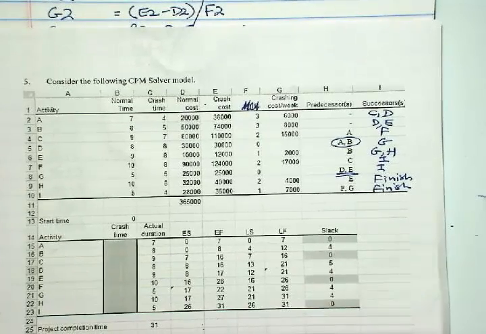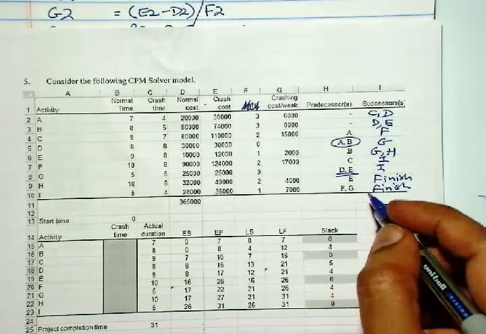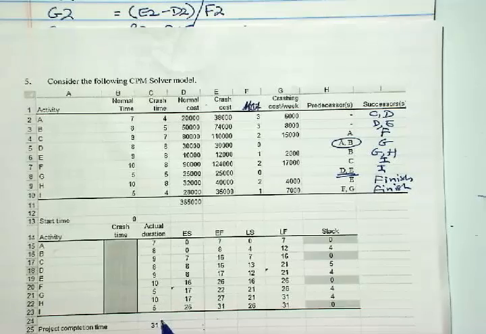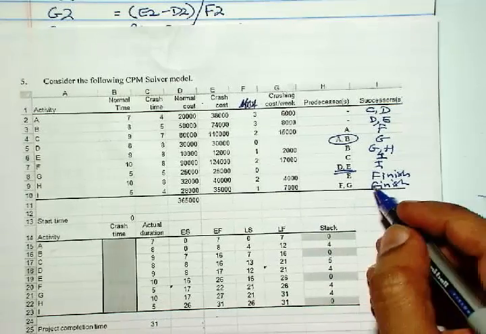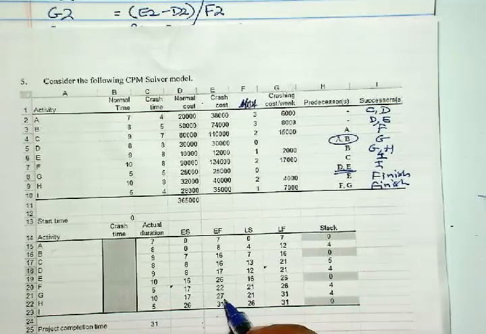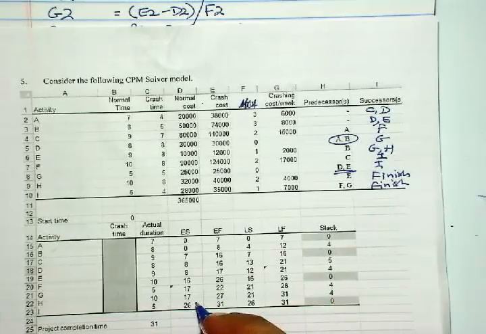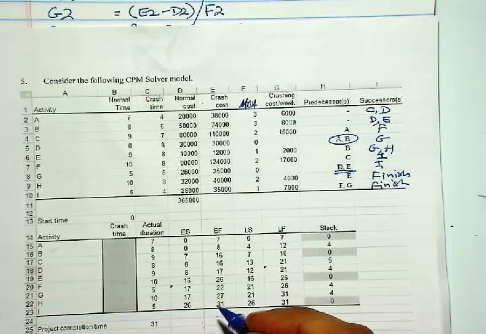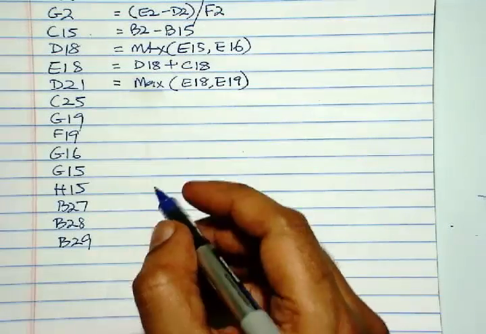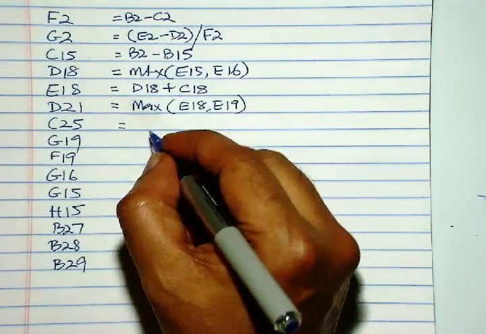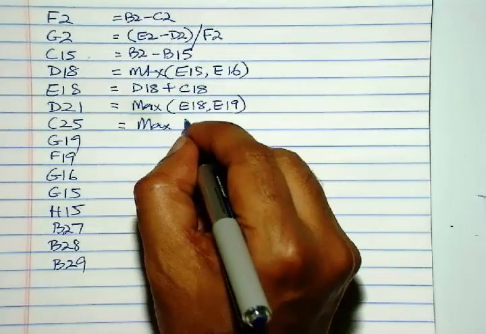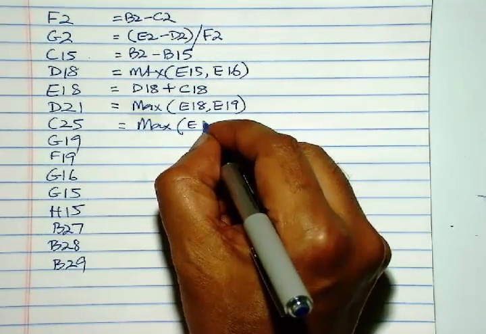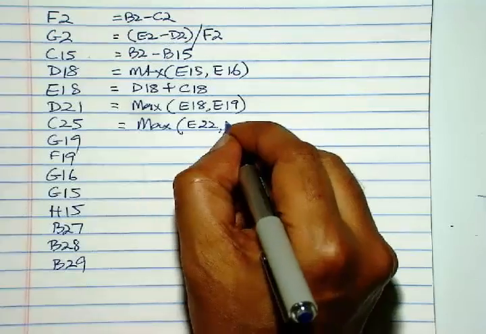Okay. So the project completion time C25 is the max of the finish time of the last two activities, H and I. So E22 and E23. So this is max E22 and E23.